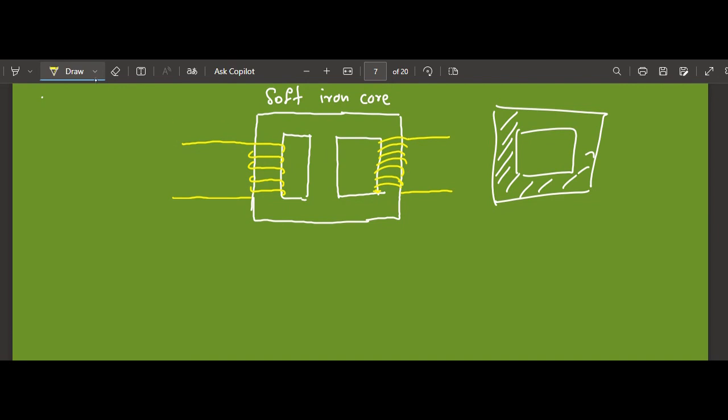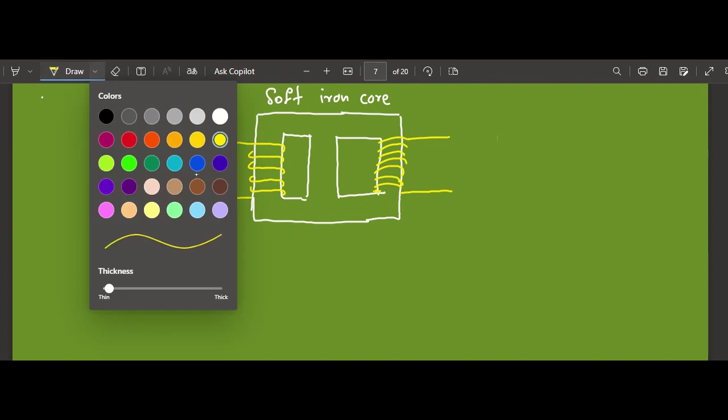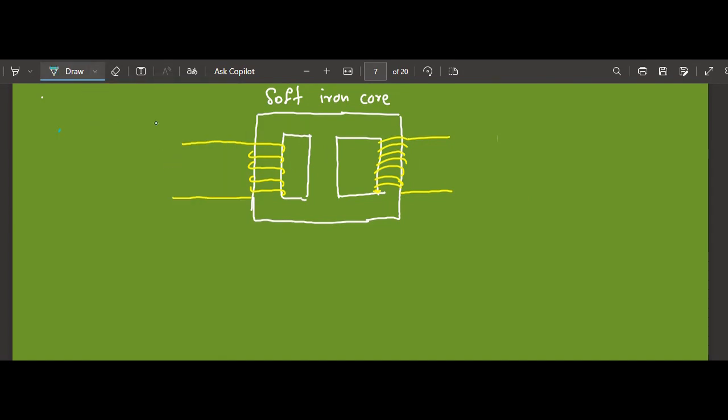In the one I drew, you can see the first coil has a smaller number of turns, and in the second one we have a higher number of turns. On this side we are supplying the voltage, so we call it the input voltage. The input voltage we are supplying is an alternating voltage, which means it changes direction. We use a symbol like this for the alternating voltage supply. So this is the input voltage.